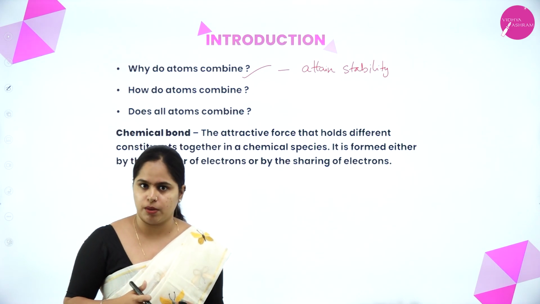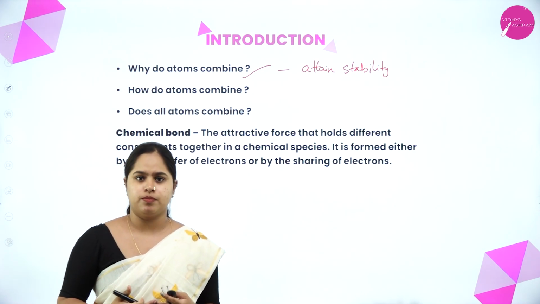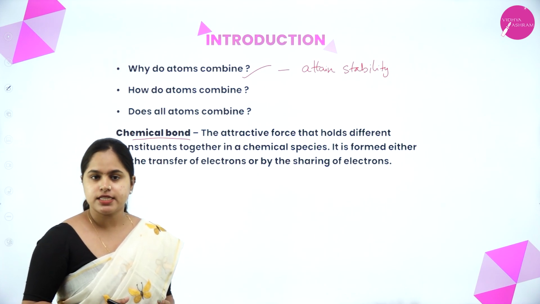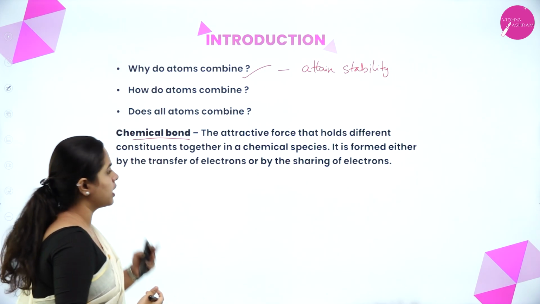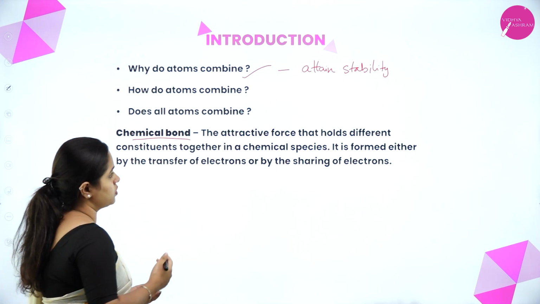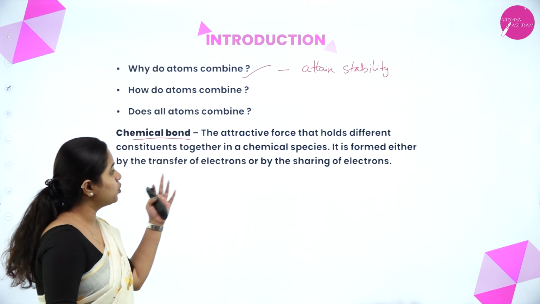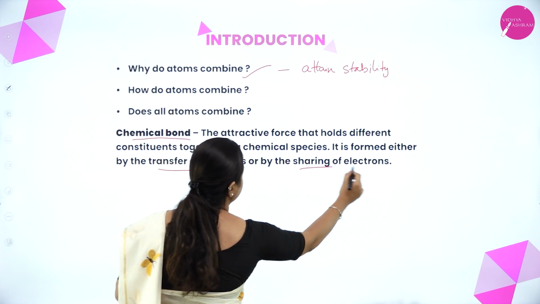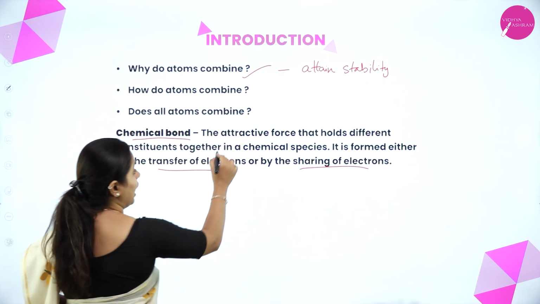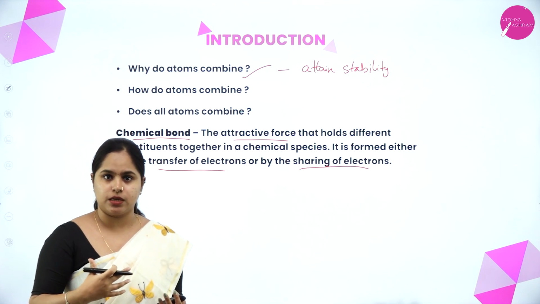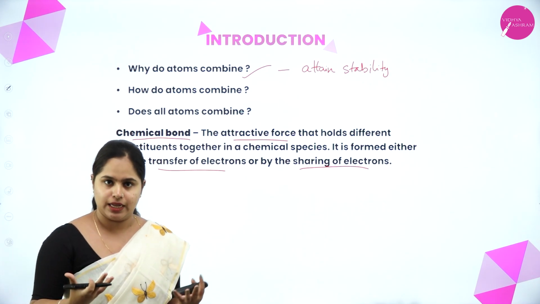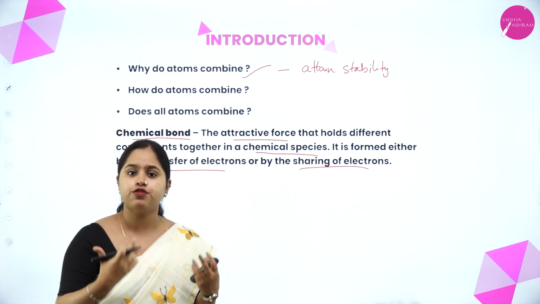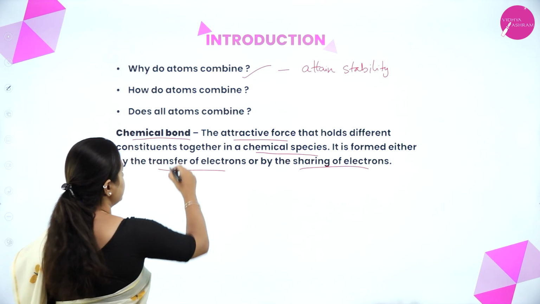Now the next question, how do atoms combine? We understood that atoms do combine, right? Now, how do atoms combine? Atoms combine by forming chemical bonds between each other. So what is this chemical bond? Let's see the definition. The attractive force that holds different constituents together in a chemical species is called a chemical bond. It is formed either by the transfer of electrons or by the sharing of electrons. So it is basically an attractive force between the atoms which holds the atoms together in a chemical species.